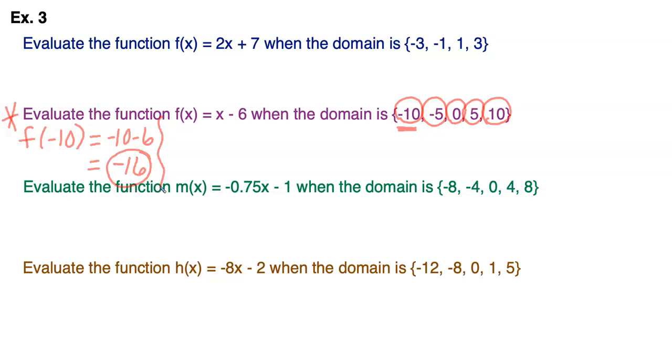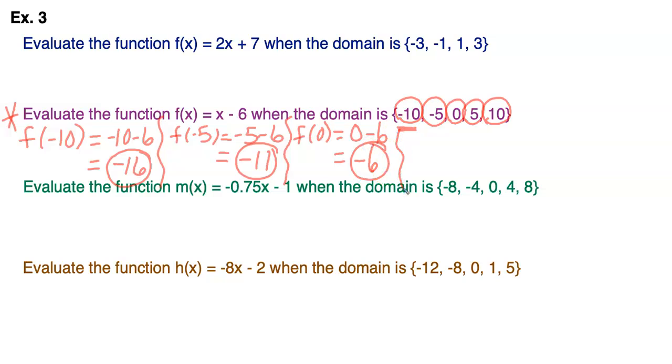And then I'll put a little dividing line so I can keep that organized. So the next one I'm going to put negative 5 in for x. So I end up with negative 5 minus 6. So we have negative 11 for my second answer. My third one, we have 0. So f of 0 would be 0 minus 6. So we're putting in 0 for x. And our answer then would be negative 6.